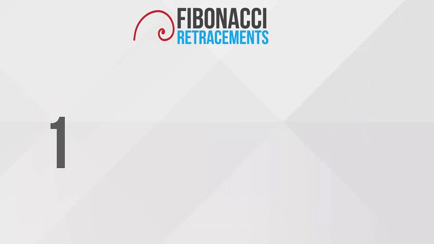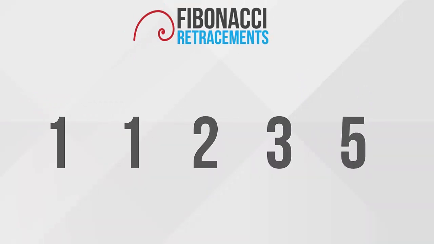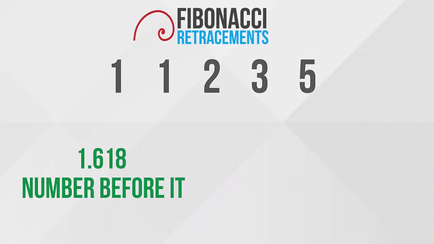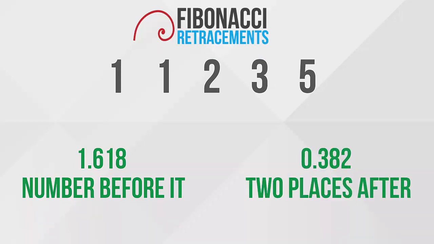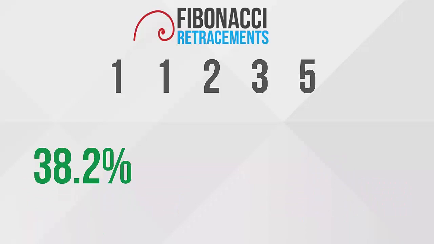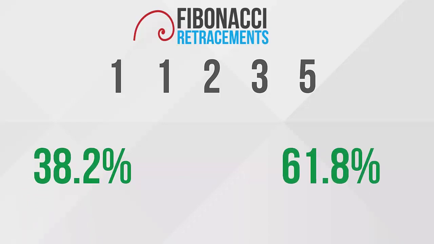So, in a sequence 1, 1, 2, 3, 5, it would mean that 1 plus 1 equals 2, 1 plus 2 equals 3, 2 plus 3 equals 5, and so on. Any number is about 1.618 times the previous number. If we divide a number by the number 2 places to the right, we get a ratio of 0.382. This is where the percentages 38.2 and 61.8% come from.